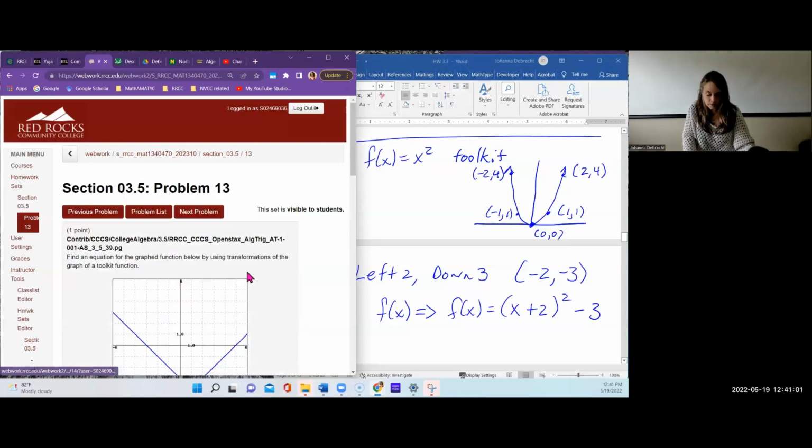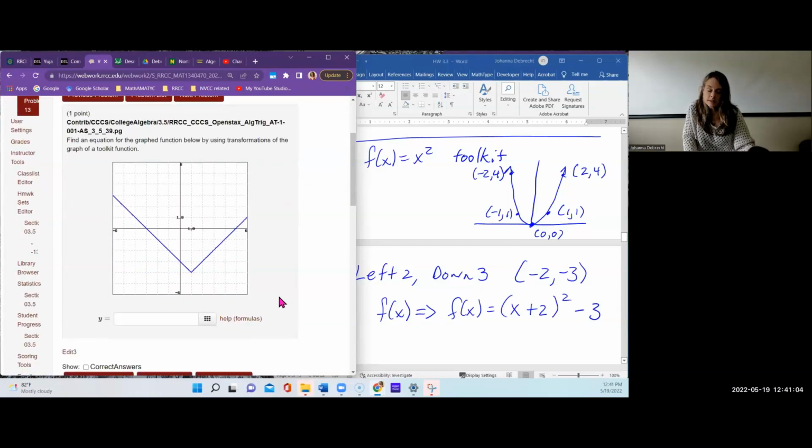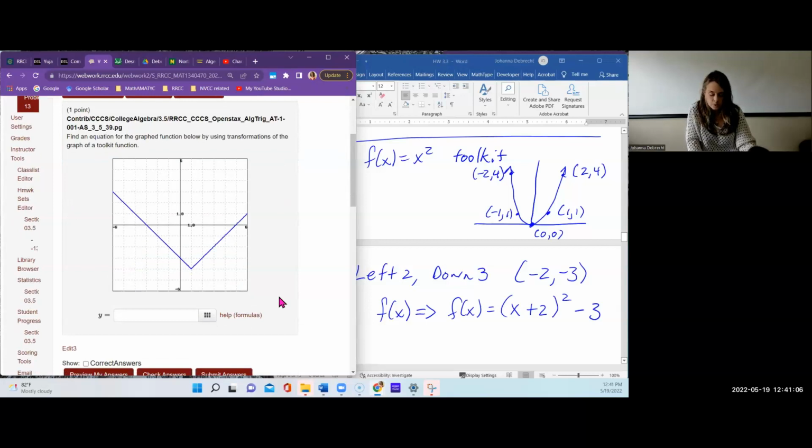Let's move on to problem 13. Problem 13 is the same relationship as the previous 2 problems, so I'll leave it to you to do at home.